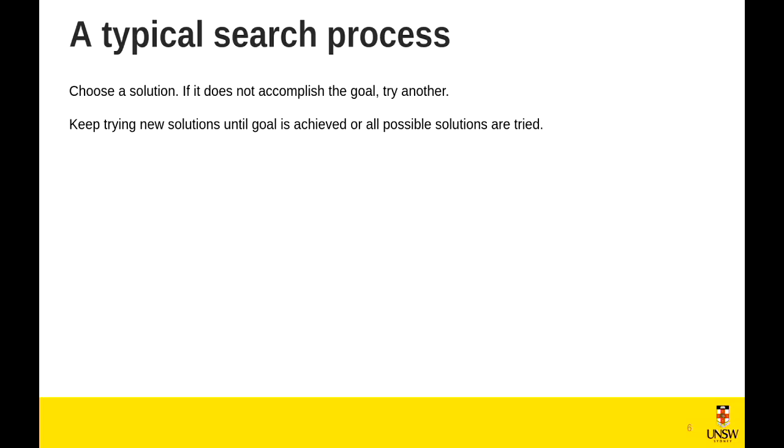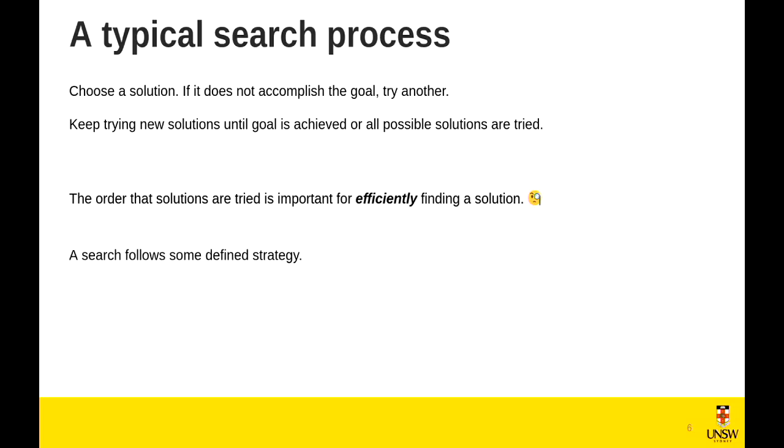But how do we generate the solution and how do we select is the key problem here. Because we could have many solutions, and the order of selecting which solution to try next affects the efficiency of the searching process. And so we have to follow some strategies. We have to use some strategies when we do the search. And this strategy is called a heuristic.